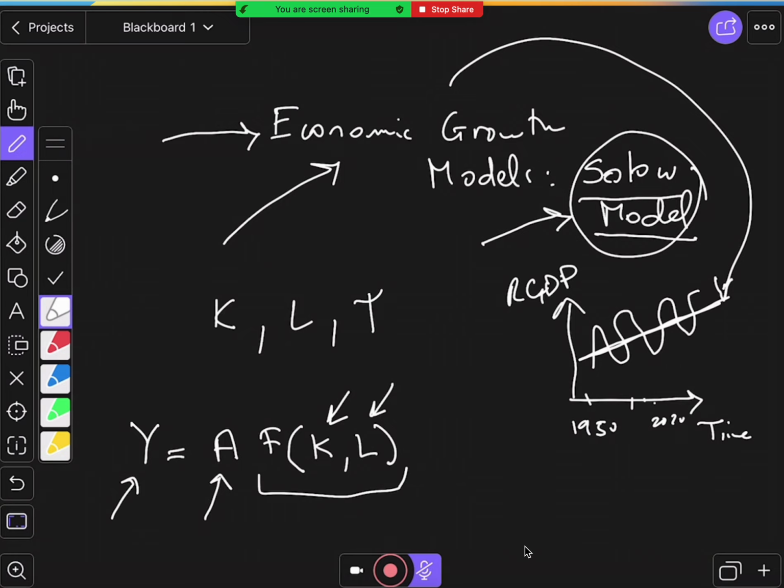And one big assumption in this model is that we have constant returns to scale, and also we will talk about diminishing returns to capital and labor.